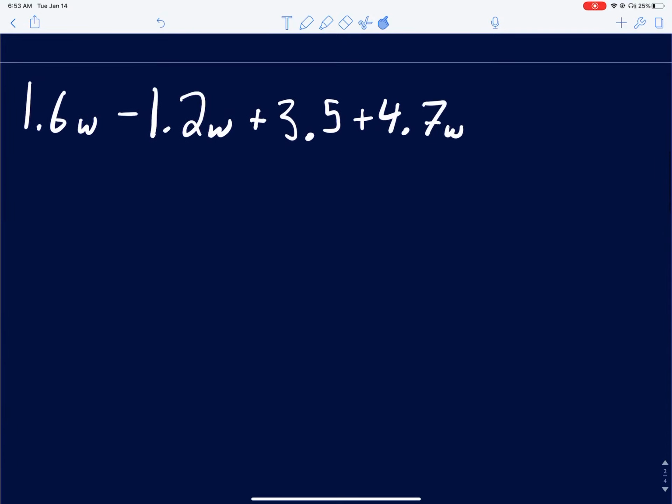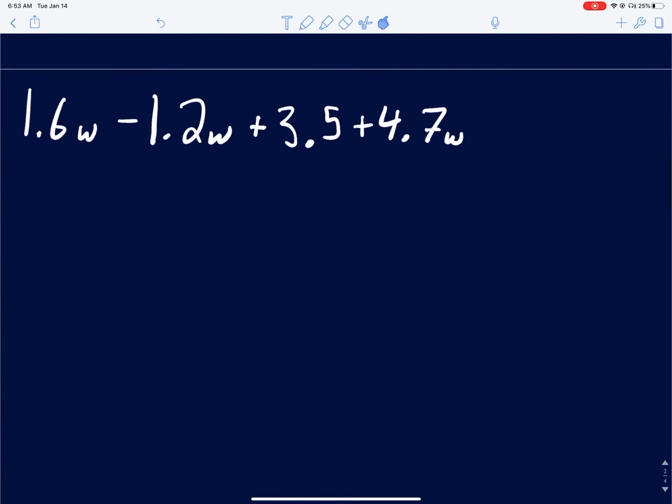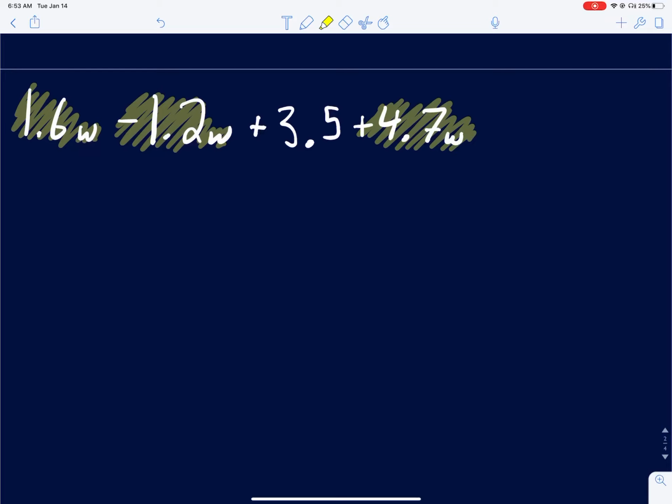Now, let's move on to another one. This one's a little bit more difficult, and the only reason why is because we have some decimals. But let's just go ahead and combine our like terms. Okay, we have 1.6W. We have minus 1.2W. 3.5 does not go with our like terms. It's just a constant, but 4.7W does. So first things first, I think the easiest thing would be for us to add these two to start.